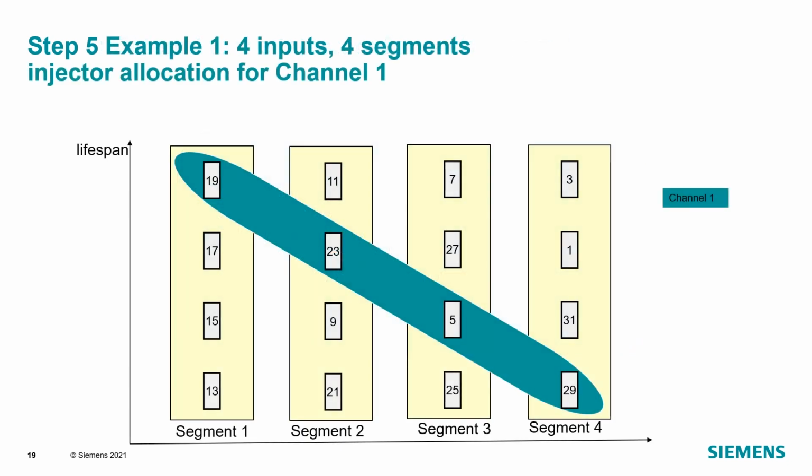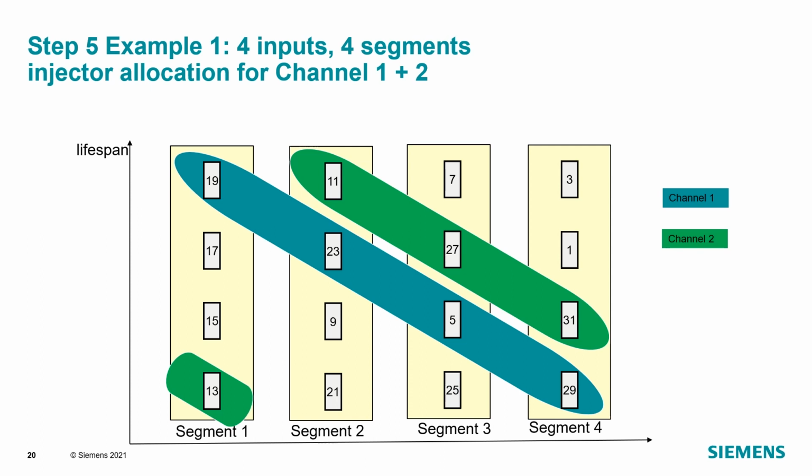Let's consider an example with 4 input channels and 4 injectors. Let's start with channel 1 and segment 1. We assign the best injector located in the first row. This is 19. Then we move to segment 2, represented by the second column, and we pick from one row lower, meaning row 2, with injector 23, and we continue with injector 5, row 3, segment 3, and end with injector 29 and the last row of segment 4.